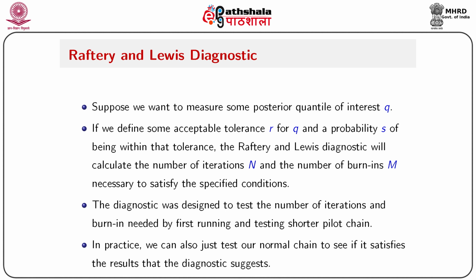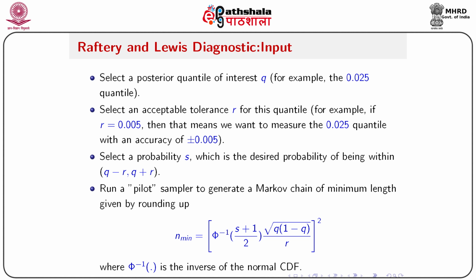In practice, we can also just test our normal chain to see if it satisfies the results that the diagnostic suggests. The inputs are: select a posterior quantile of interest, say Q, for example the 0.025 quantile. Select an acceptable tolerance R for this quantile. For example, if R equals 0.005, then we want to measure the 0.025 quantile with an accuracy of plus or minus 0.005. Select a probability S, which is the desired probability of being within Q minus R to Q plus R.